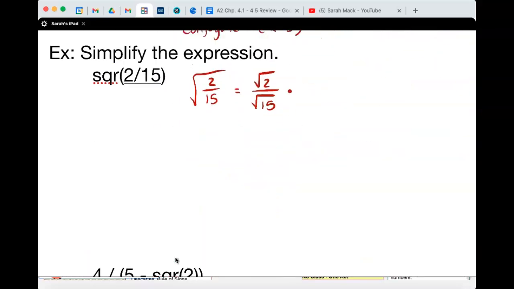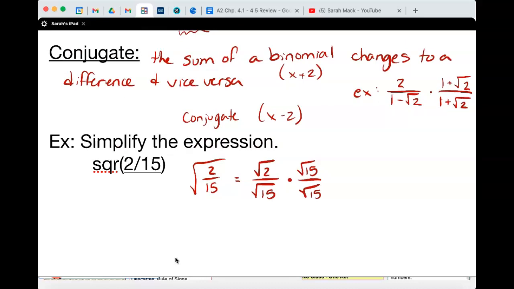So multiply by square root of 15. On the bottom, if I do it to the bottom, I have to do it to the top. It's kind of like the equation, if you do it to the right side, you have to do it to the left side.